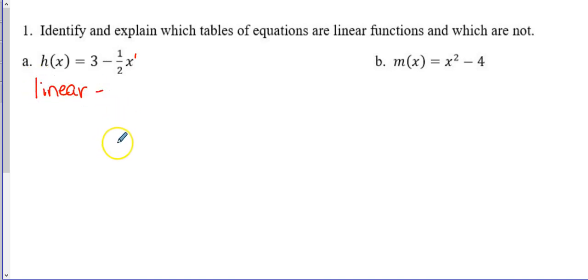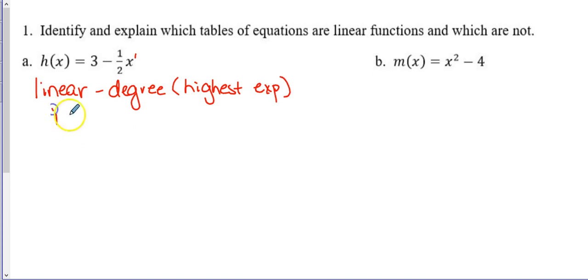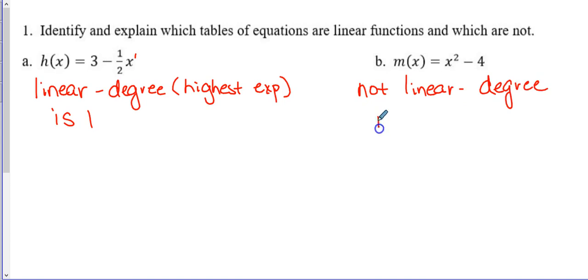And the reason we know it's linear is the degree, or the highest exponent, is 1. Okay, now look at B, 1b, and we see that the exponent on the x here is a 2. So this is not linear because the degree is 2. This is a quadratic. This would make a parabola.